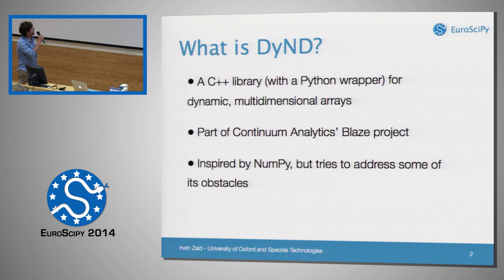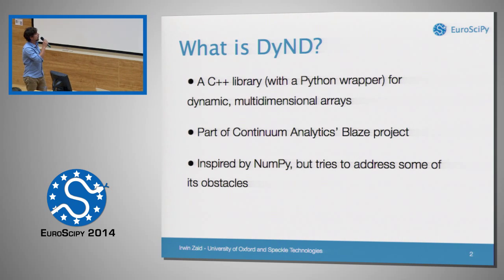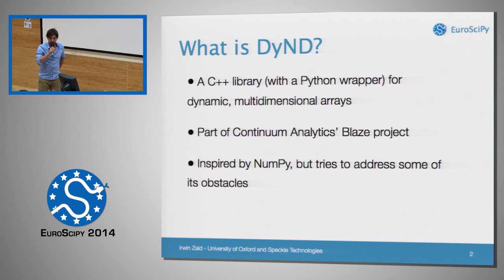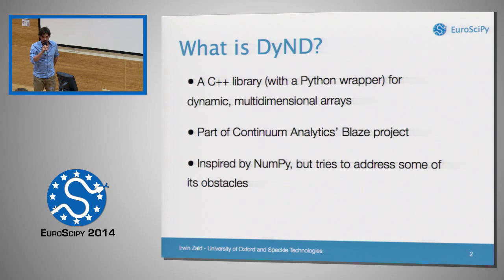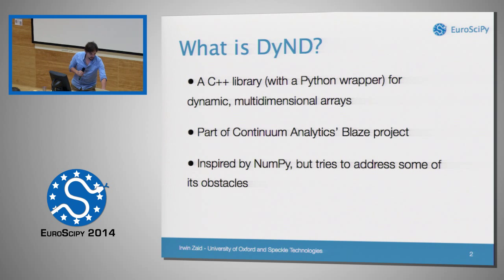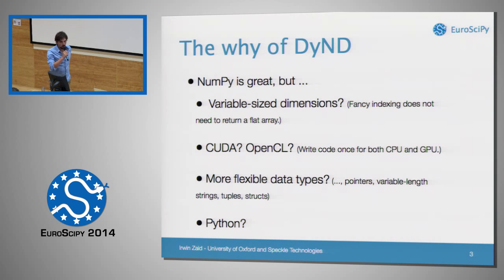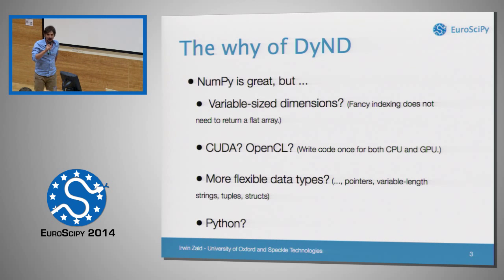So it's a C++ library for dynamic multi-dimensional arrays. It is part of the Blaze project. It is inspired by NumPy, but tries to address some of its obstacles. So why DyND? Well, NumPy is great, but there are lots of things that one might want in NumPy that simply aren't there.